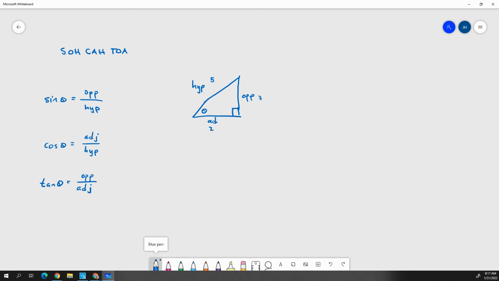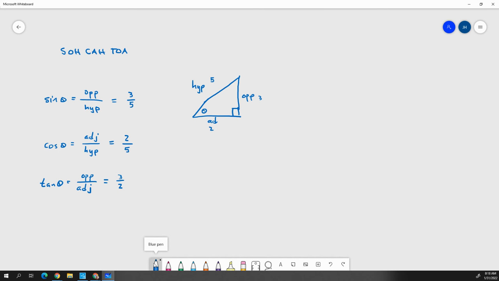It would say that my sine is going to be opposite, which would be 3, over my hypotenuse, which is 5, right? My cosine of theta in this case would be my adjacent, which is 2, over my hypotenuse, which is 5. Tangent of theta is going to be the opposite over the adjacent, so it would be 3 over 2. And that's what I mean by it refers to those 6 ratios, right?